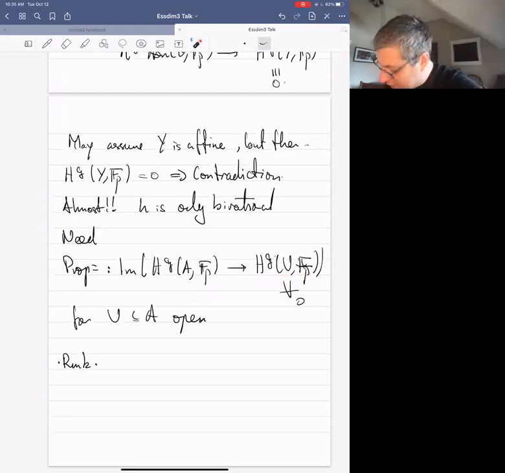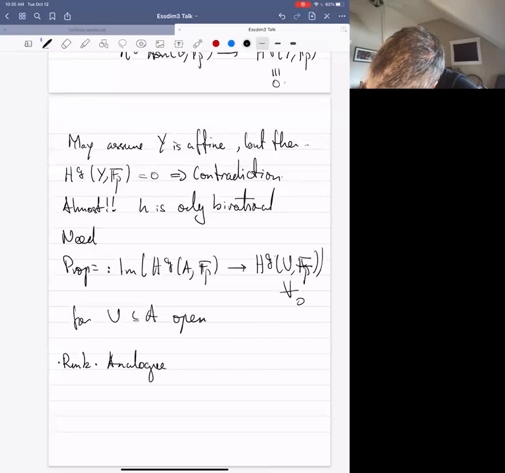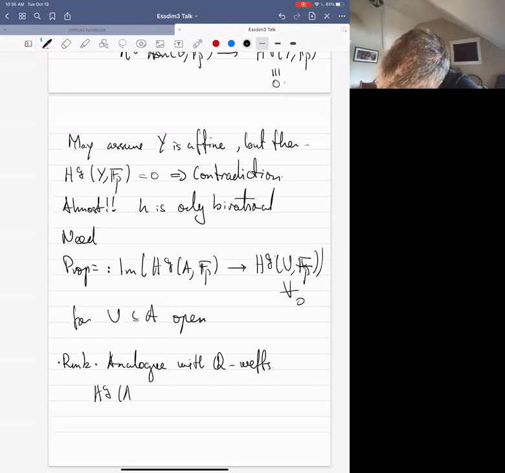The other thing is there's an analog with Q coefficients. Okay, so let me just write it here. So we can instead ask with Q coefficients, right?